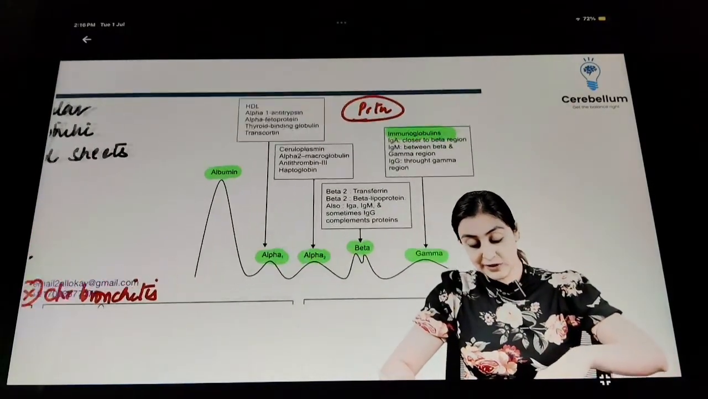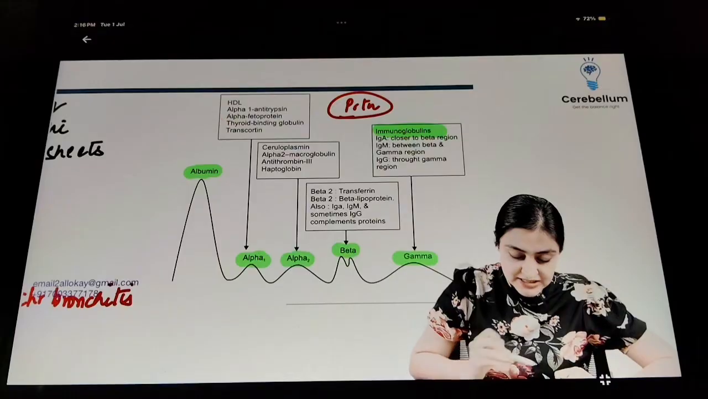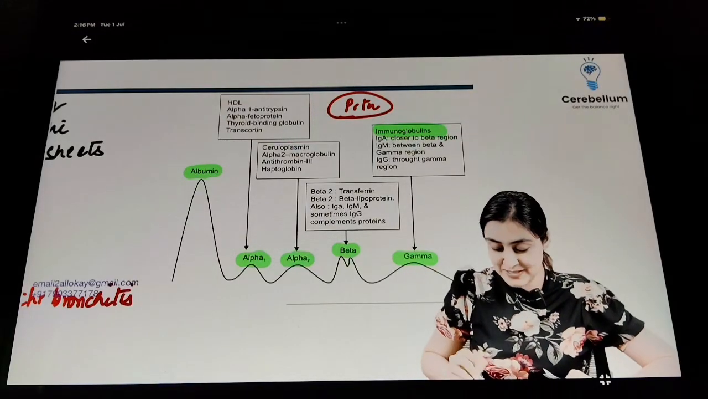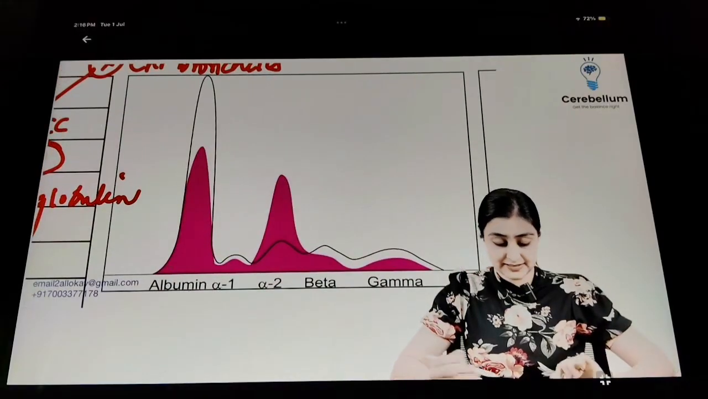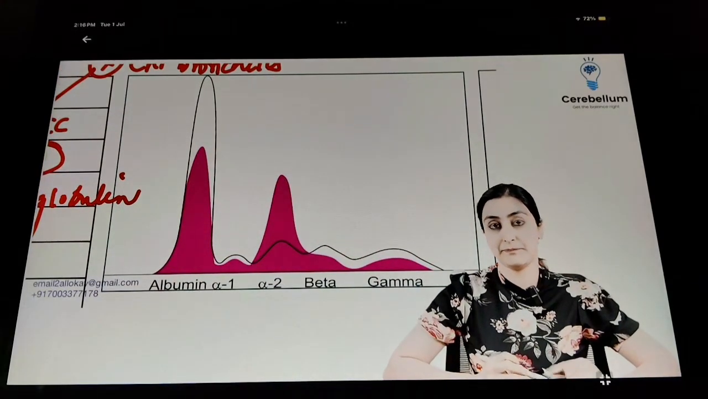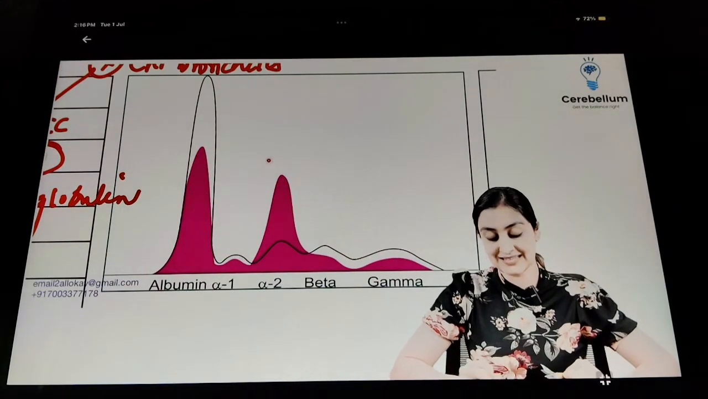Okay. On the other hand, what are the others? Here in alpha-1, you have all of these things. In alpha-2, you have all of these things. Beta is beta-2 protein. So you just give this a read. If I show you an electrophoresis like this, where the black line is the normal one, but the patient has this pink graph where albumin has decreased and the alpha-2 peak has increased.